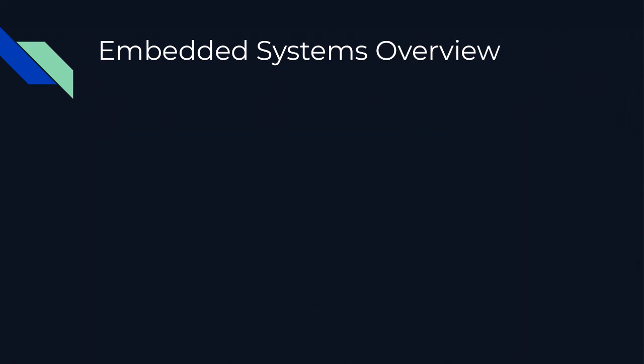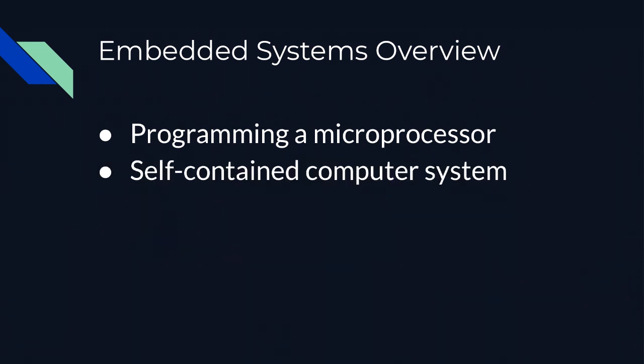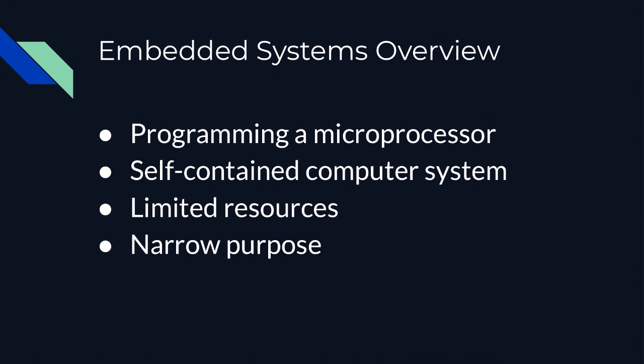So what is an embedded system? Well, Google it, you'll find lots of textbook definitions, but here's what it really means in terms of what you'd be doing if it was your job title. It typically consists of a program of some kind being loaded, or embedded, into a microprocessor. This is a tiny, self-contained computer system. It usually has limited resources to work with, and it's usually given a narrow purpose.